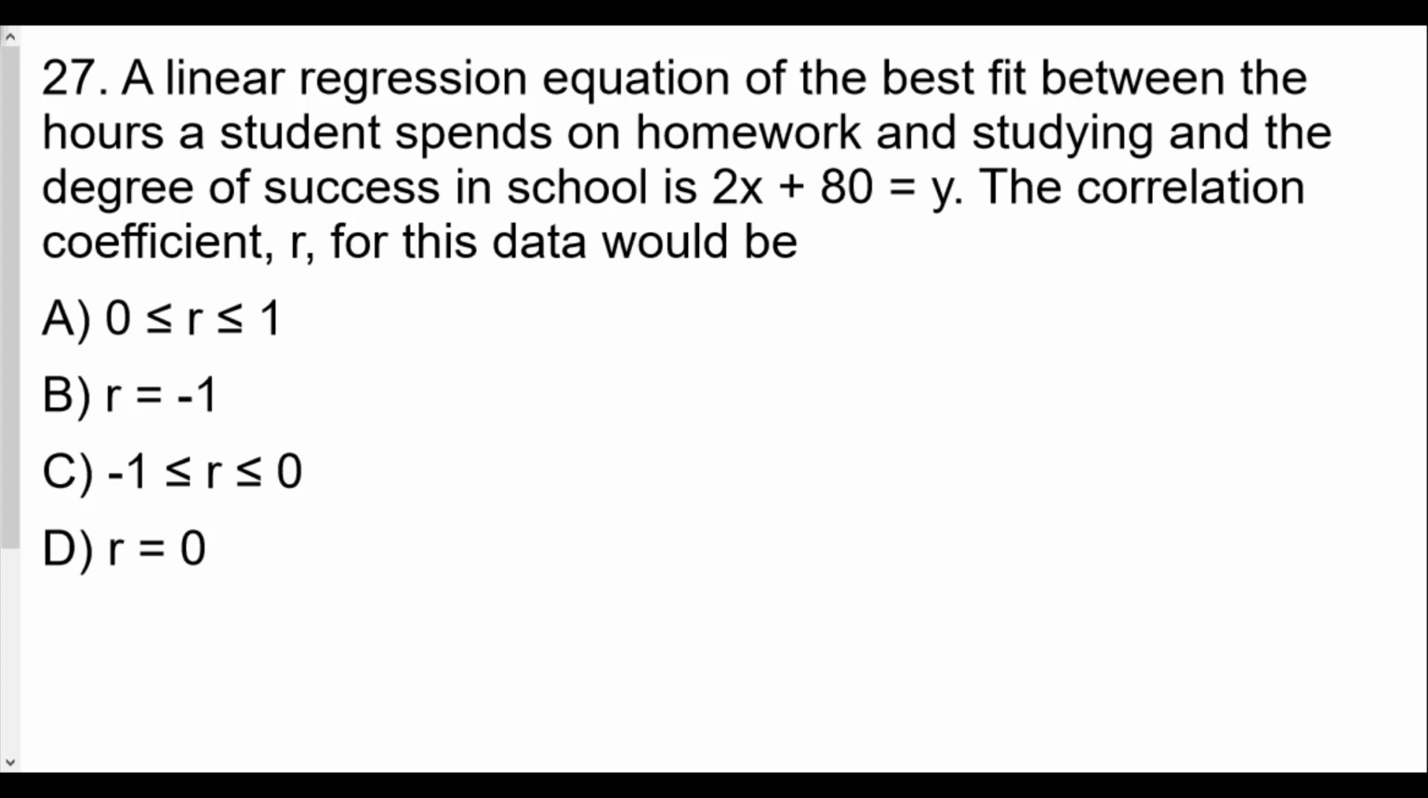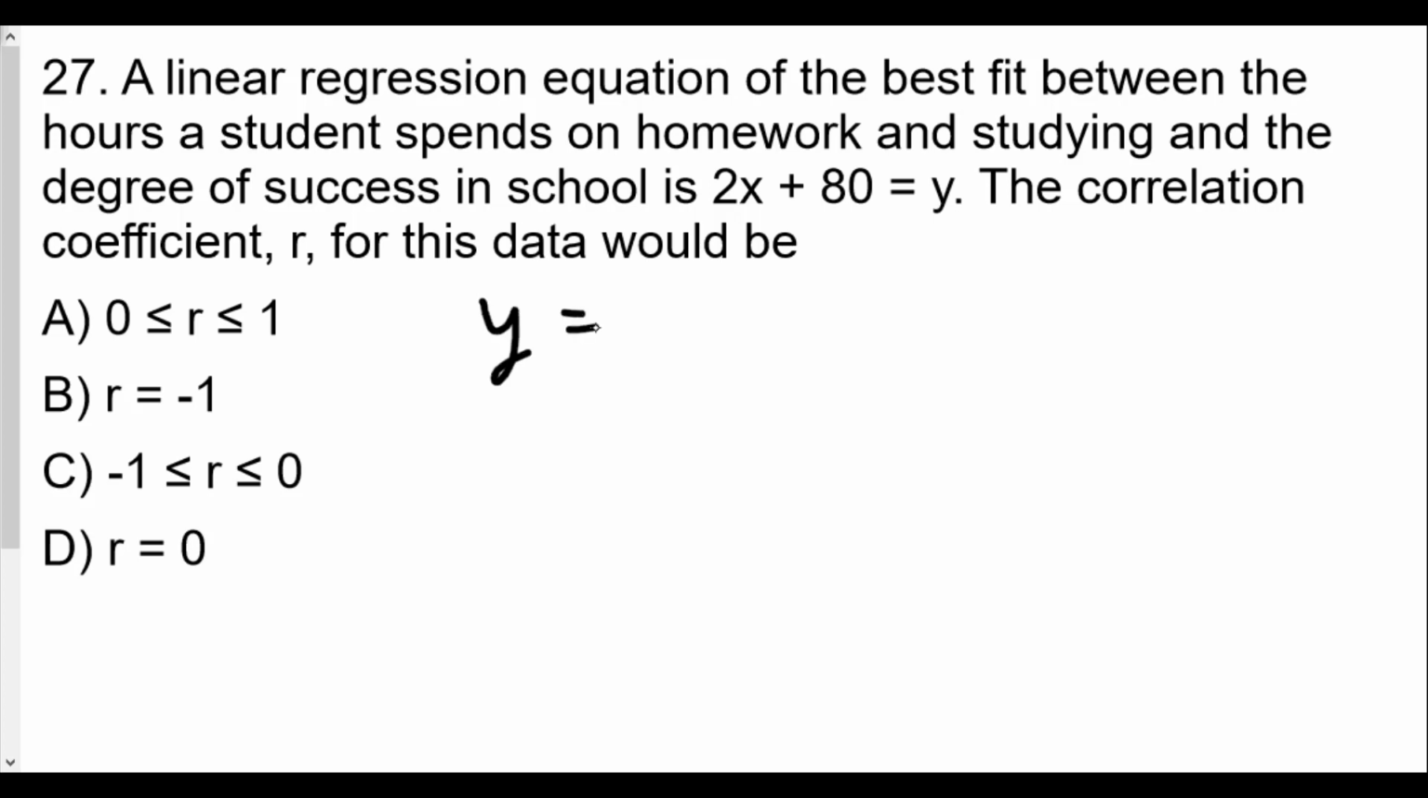Now for question number 27. A linear regression equation of best fit between the hours a student spends on homework and studying and the degree of success in school is 2x plus 80 equals y. This is a linear regression, meaning this is the line of best fit that comes from your data or scatter plot. The correlation coefficient R for this data would be, and now we have, in this case, what would the R value be?